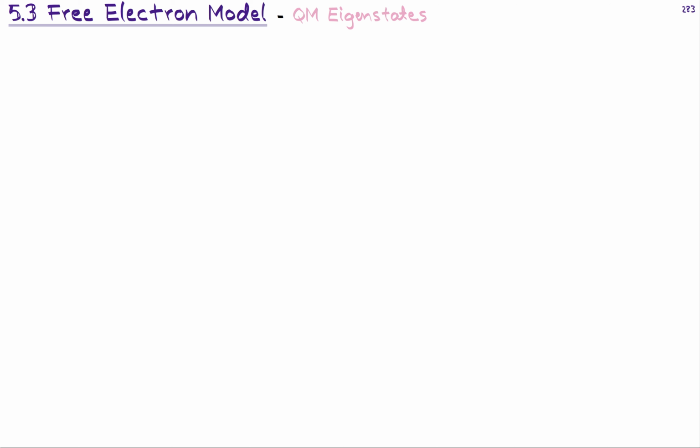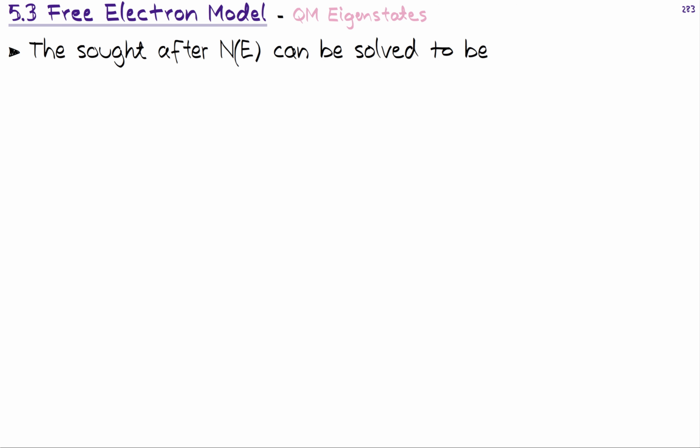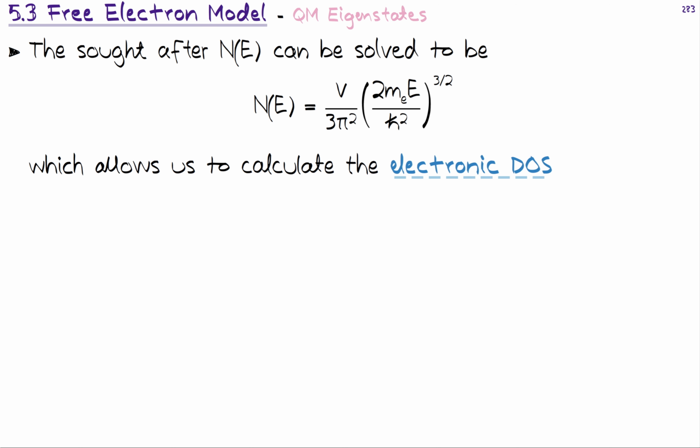I don't show how this equation is being solved, but of course, we all know how to do it. The end result is that we have the volume of space, V, divided by 3 times pi squared, and then inside the square brackets we have 2 times the mass of an electron me times the energy divided by h bar squared, and then this to the power of 3/2. And this, of course, gives us tools to calculate the electronic density of states, G.